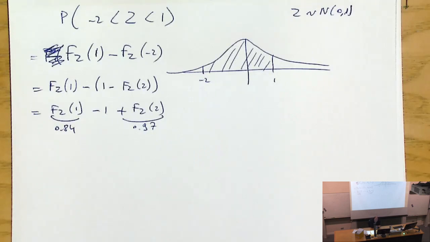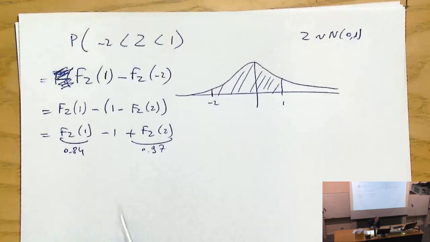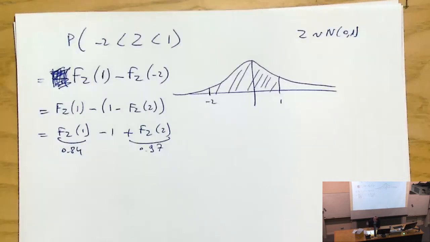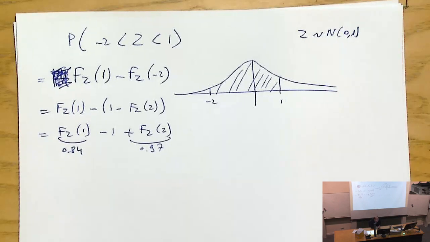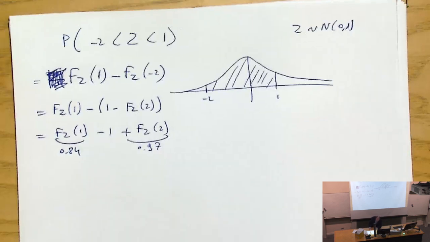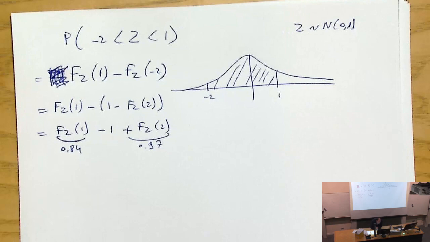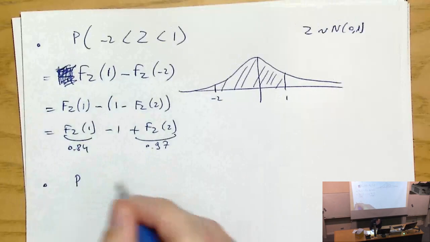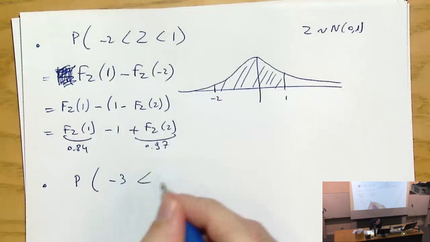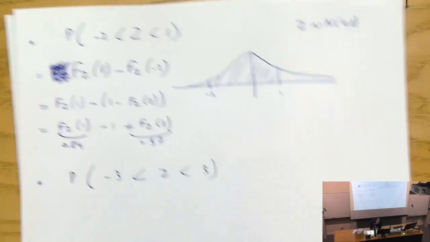That shouldn't be too complicated, but keep in mind that this holds only for standard normal random variables. So you cannot do this if the mean is non-zero or the variance is not equal to 1. Right? In that case, you cannot use the table as it is. What you have to do, and before we go into this, one more thing I want to show you is what's happening if you're looking at the probability of having Z between minus 3 and 3.